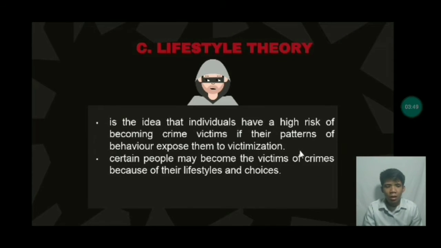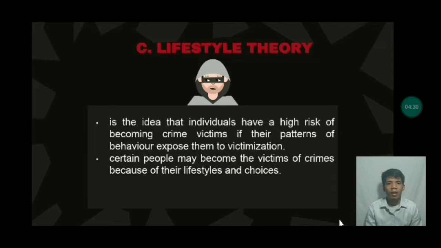So the next theory, we have lifestyle theory. It is the idea that individuals have a high risk of becoming crime victims if their patterns of behavior expose themselves to victimization. Certain people may become the victim of crimes because of their lifestyle and choices. So, this theory tells us that people become a victim of a crime because their lifestyle and choices had exposure to offenders.